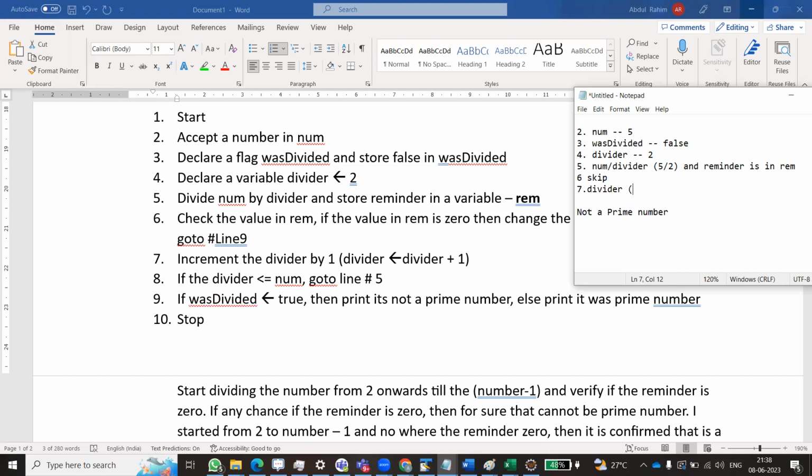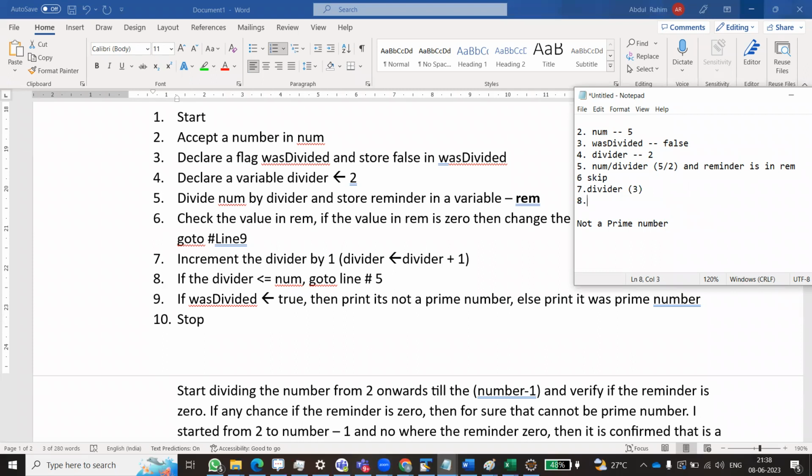See, we incremented divider. Okay, let's execute it. Divider is equal to divider plus 1. So what happens? What was the divider value earlier? It was 2. 2 plus 1 becomes 3. Now divider value is what? 3. Very good. And what does line number 8 do?